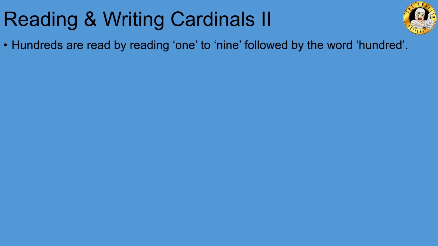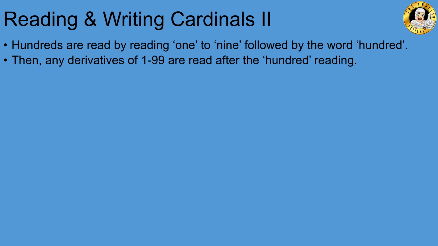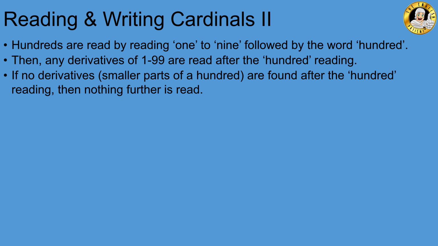Hundreds are read by reading 1 to 9, followed by the word hundred. 100, 200, 300, 400, and so on. Now then, any derivatives of 1 to 99 are read after the 100 reading. If there are no smaller parts of 100 found after the 100 reading, then you don't need to read anything more.